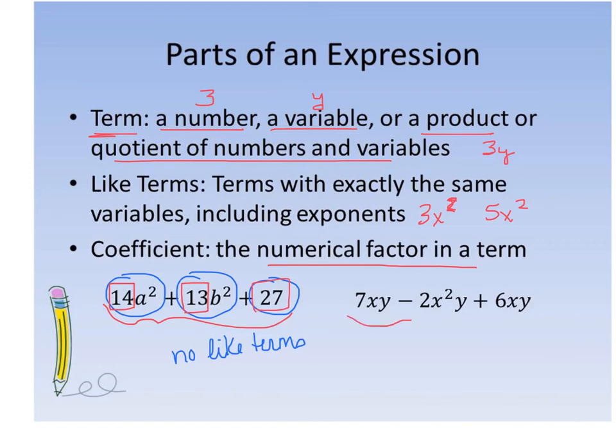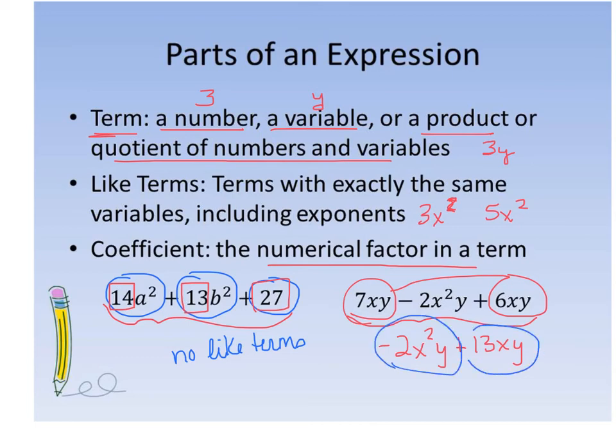Okay, how many terms do I have here? We have 3 terms to start out with, but are any of them like terms? So we actually can combine these like terms here. I'm going to keep negative 2x squared y in front plus 13xy. So now how many terms do we have? We have 2 terms. There's my 2 terms. There's a plus sign there in the middle. Are they like terms? They're not, because we combined the like terms, and their coefficients are negative 2 and positive 13.